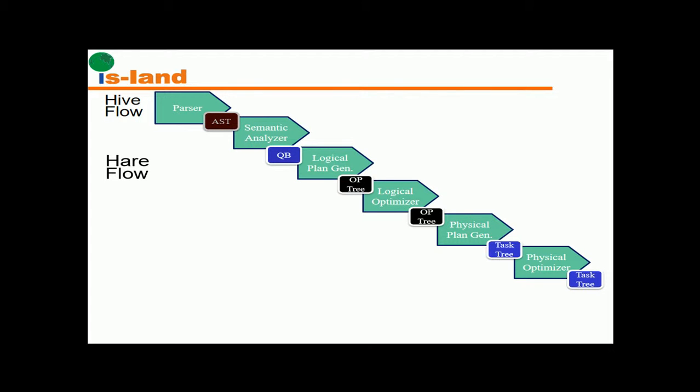We take it from the AST node, which is the result of the Hive parser. The AST from the Hive parser is the input of the HareDB parser. We call it advanced parser. What does the advanced parser do?